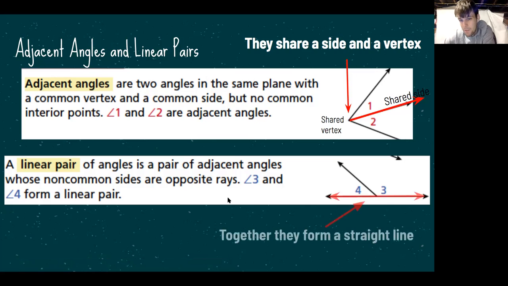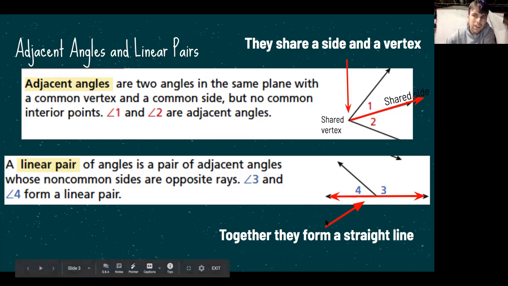I like to think about them a little bit differently. I like to think of them as forming a straight line. That's where we get the word linear from. When we say linear pair, the 2 angles together form a straight line.